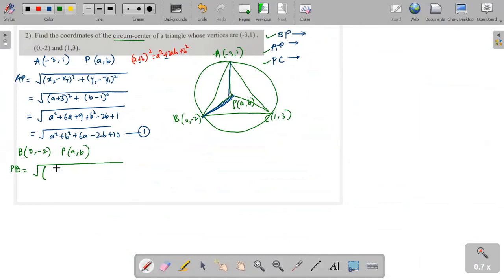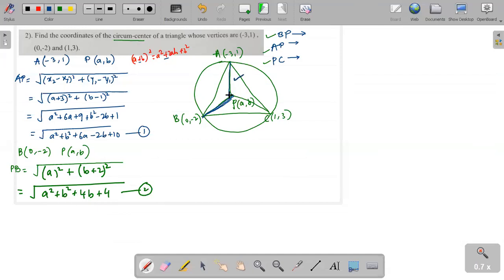Okay, students. So a minus 0 will be a, that will be clearly a squared, plus b minus (-2) will change to plus 2. So (b plus 2) the whole squared, that would give me a squared plus b squared plus 4b plus 4. This is equation 2. We are just trying to simplify it to the maximum, and then we find the other radius.